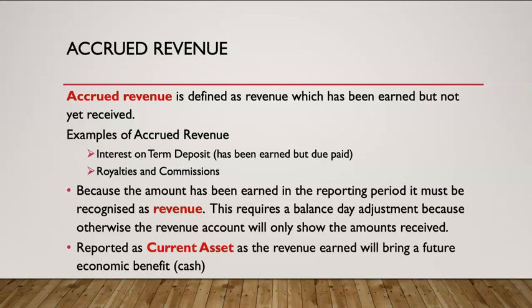So we're going to record revenue. We also need another side of this transaction, and this is what we're going to do. We're going to report this as a current asset. This is a current asset as the revenue has been earned and will bring a future economic benefit. So it meets our definition of an asset, which requires something to be a resource to be controlled and there to be a future economic benefit. So that's the theory, that's the definition.